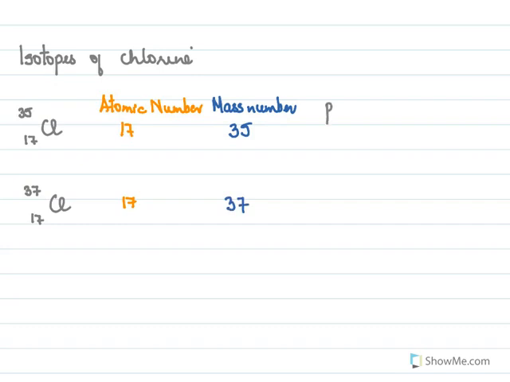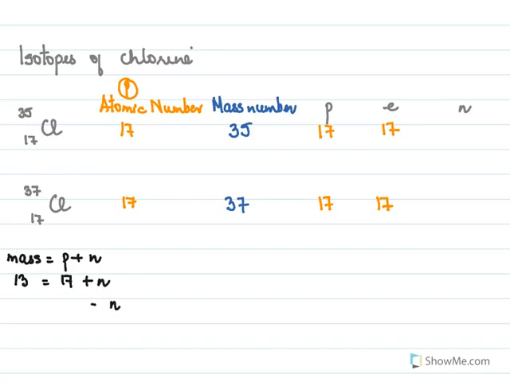Now for subatomic particles, let's see how many protons, how many electrons, and how many neutrons. Now protons is atomic number. So in this case protons is 17. If 17 protons, 17 electrons, because number of protons equal to number of electrons. Here also 17 protons, so 17 electrons. Now to find the neutrons, we use the formula mass equal to protons plus neutrons. In the first case, mass is 35 and protons is 17. So we have 35 equal to 17 plus neutrons.